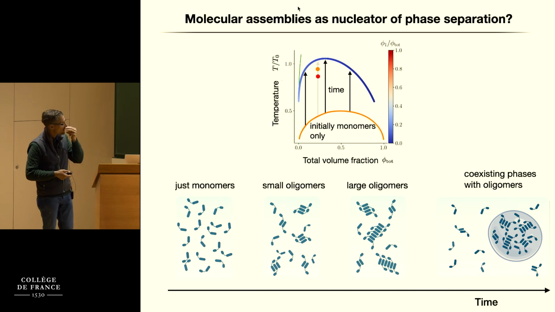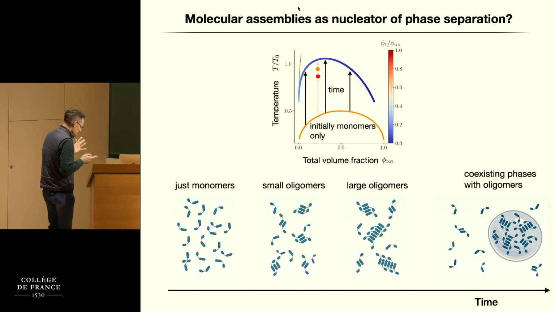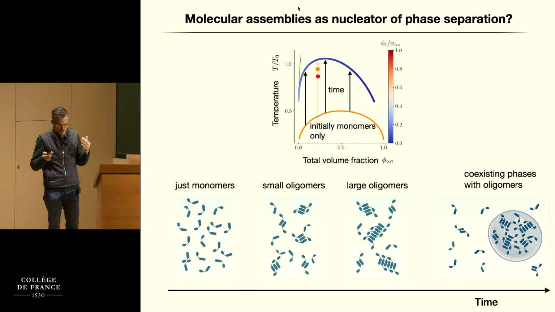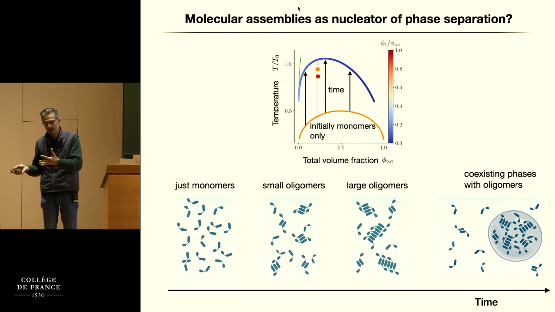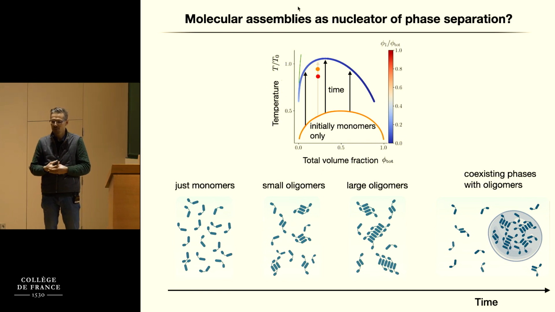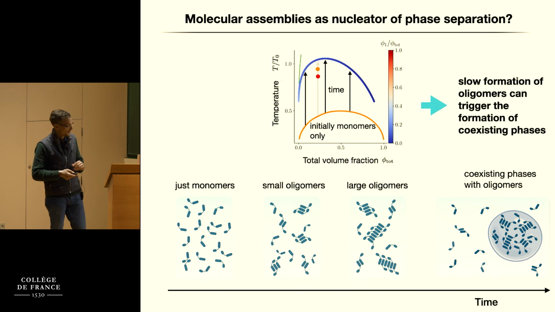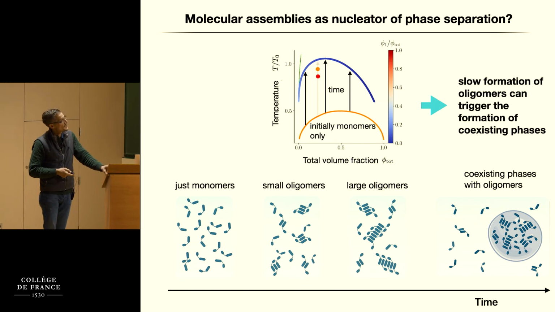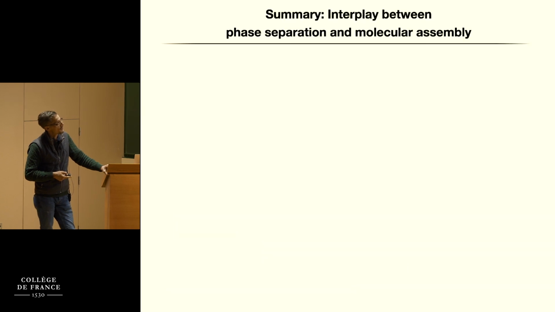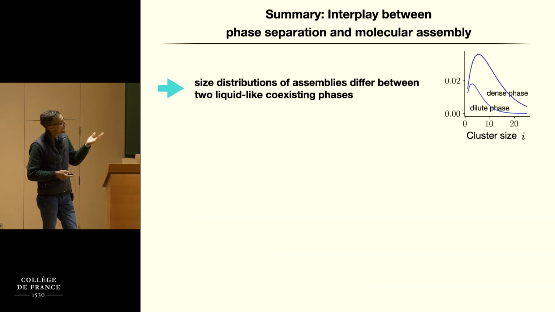I think it might be a helpful picture because many proteins can oligomerize, but that they phase separate is more or less established now. I think they all more or less phase separate. Good. So I showed you now that the slow formation of oligomers can actually trigger the formation of coexisting phases. So let me quickly summarize.